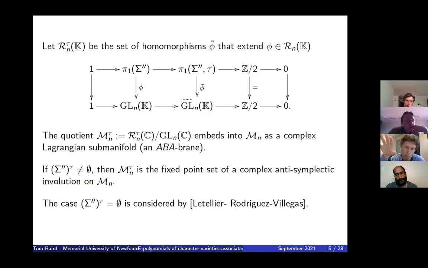If the Riemann surface doesn't have fixed point sets, it's a little more complicated. You'll get some path components that correspond to what are called quaternionic representations. But I'm not really going to talk so much about that. So this case was considered in a paper by Letellier and Rodriguez-Villegas, written independent of our work, and it's a very nice complement to what we do, because we do the case where you have fixed points, and they do the case where you don't have fixed points. Okay. So I'm always going to think about the case with fixed points.